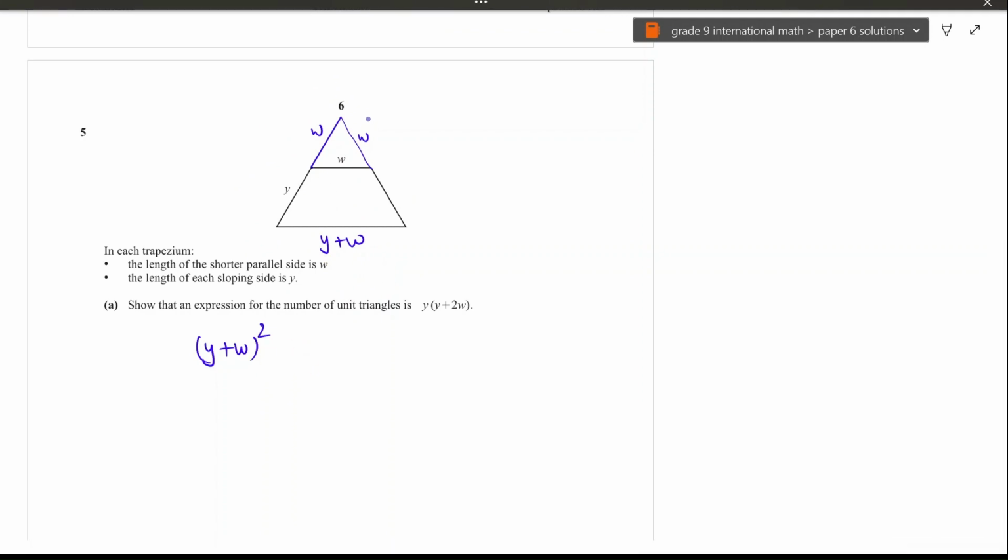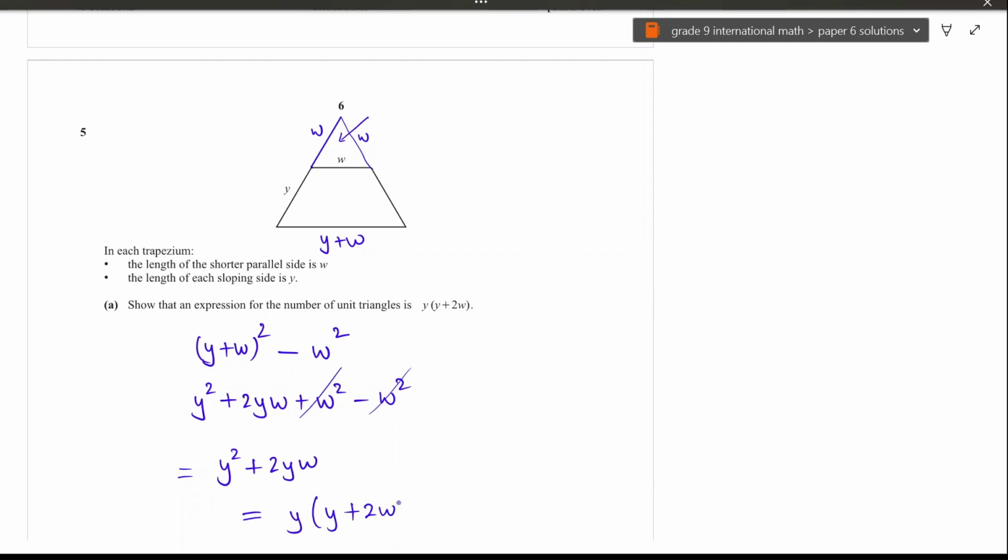But I do not want this small triangle in that. So I will subtract W square from this. On simplifying, A plus B the whole square, Y square plus 2YW plus W square minus W square. This gets cancelled off. So what I'm left with is Y square plus 2YW, which on factorizing gives me Y into Y plus 2W. That's my required answer.